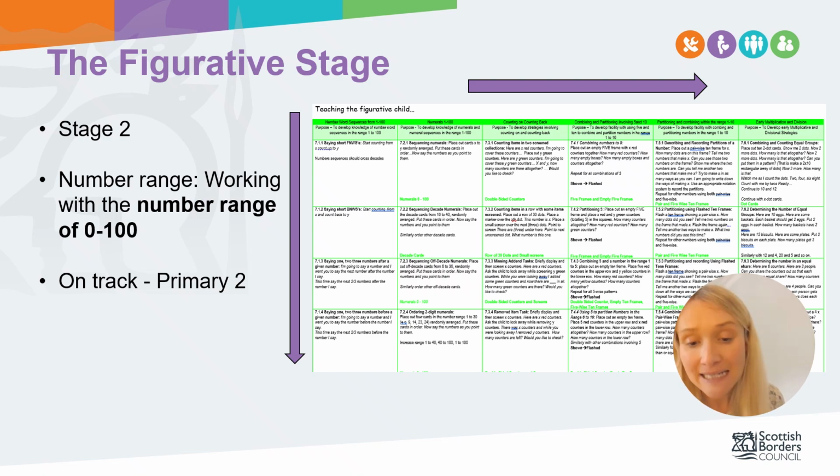And then domain 6, similarly to the perceptual level, is focused on those early multiplication and division strategies and thinking about that sharing and grouping and all these different skills that come with that. So that's just a bit of an overview of the planner. Remember, we've got this new number range.